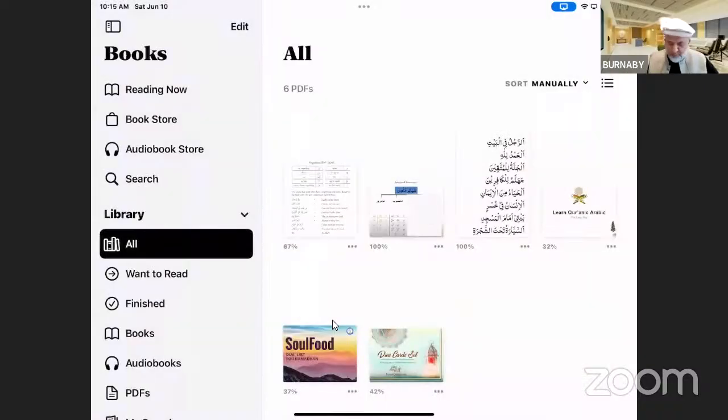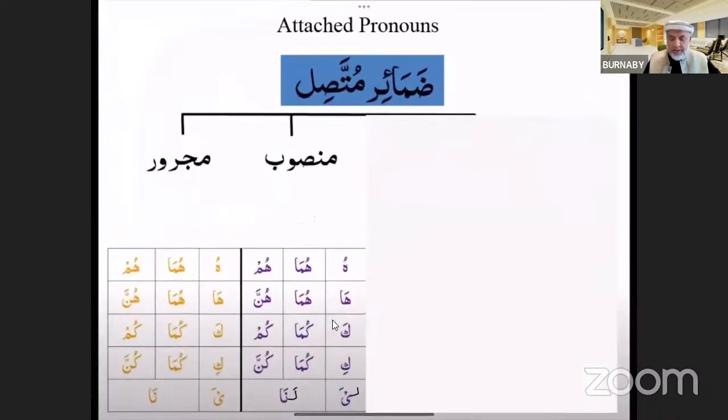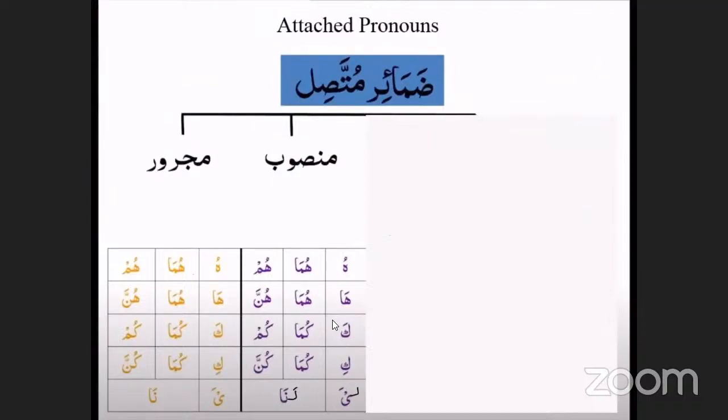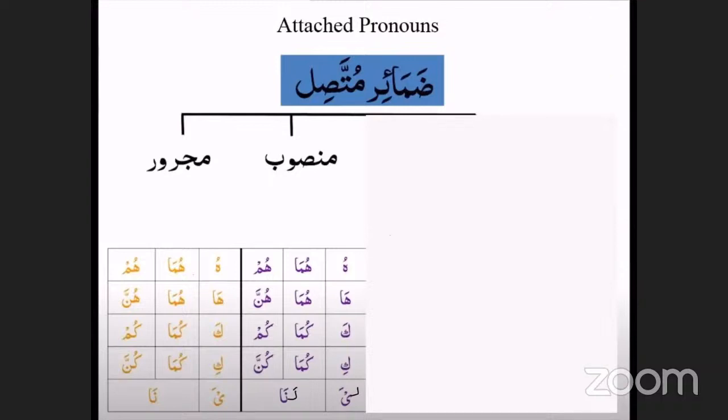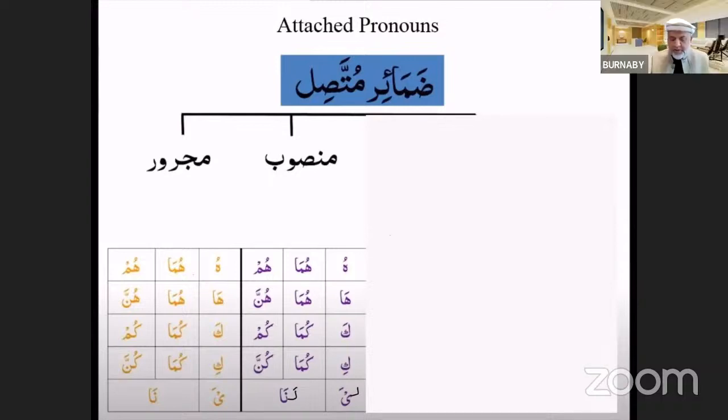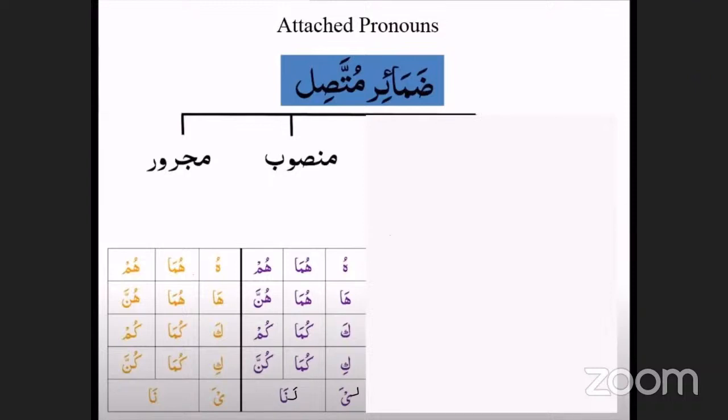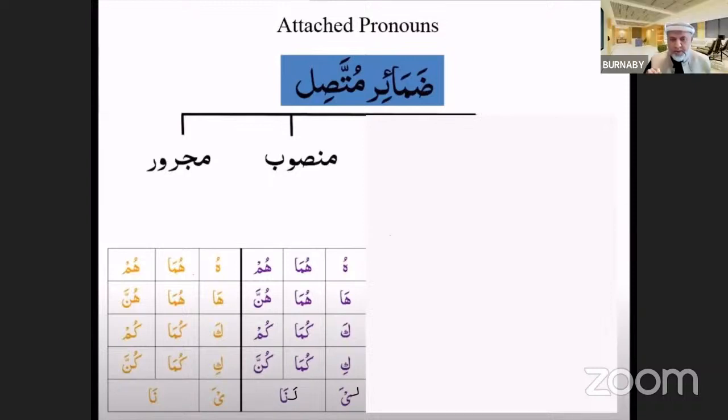So let me show you one more example here. The attached pronouns are known as muttasil. And they are of two statuses. They are either mansub or majrur. You know what that means? That they have two kinds of statuses. They are either in the status of nasab, or they are in the status of jar. Now, the detached ones are in the status of rafa.